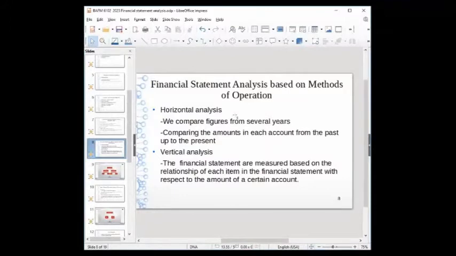For horizontal analysis, we are comparing figures from several years and comparing the amount in each account from the past up to the present. While a vertical analysis is where the financial statements are measured based on the relationship of each item in the financial statement with respect to the amount of a certain account.